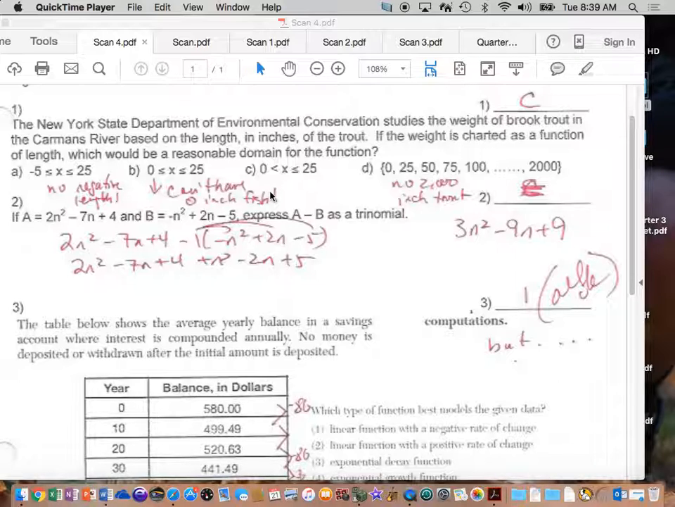Letter D, for all of you who fish, I don't care how much you fish, you cannot catch a 2,000-inch trout. Okay? So letter D is out, even for the best of liars. Now we're looking at B and C.